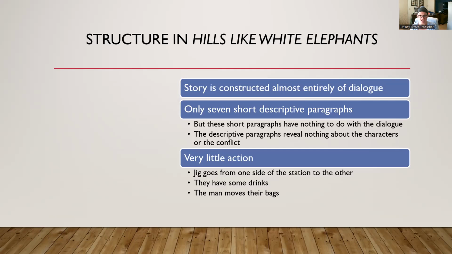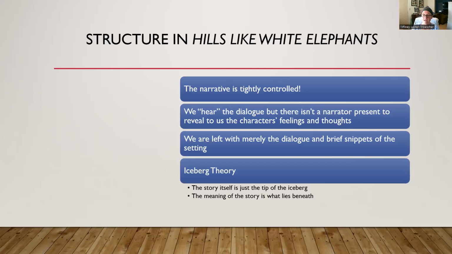There's very little action, right? Jig goes from one side of the station to the other. They have some drinks. The man moves their bags. That's literally all the action that there is. So it's all talk, no action. And what little bit of descriptive writing we get has nothing to do with these two characters or the conversation they're having. It's very confusing, right?